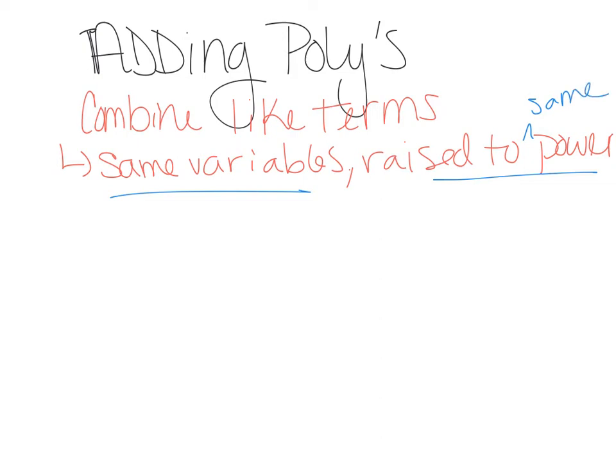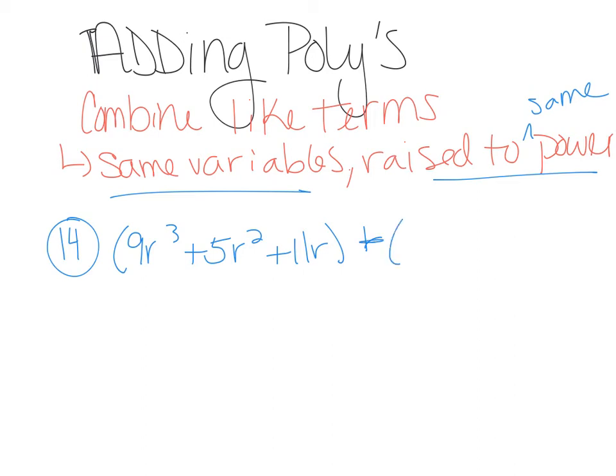So let's look at an example. This is number 14 from your worksheet. So we have 9r cubed plus 5r squared plus 11r plus negative 2r cubed plus 9r minus 8r squared.